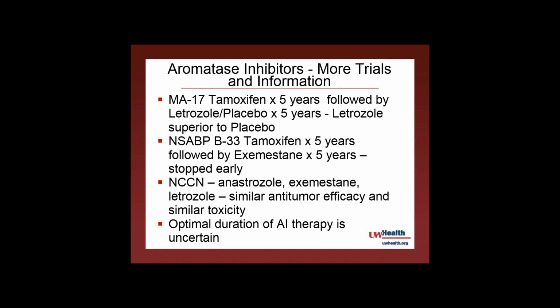A few more trials, quickly. MA17 was tamoxifen times 5 years, followed by letrozole or placebo times 5 years, and that trial didn't reveal much about tamoxifen, but revealed that letrozole was superior to placebo. NSABP B33, tamoxifen times 5 years followed by exemestane times 5 years, was stopped early because of the data that came out with the MA17 trial, and people just dropped out. So we had small follow-up. We didn't get our full number of patients accrued, and we didn't get the follow-up that they wanted for that trial to make a clinical distinction.